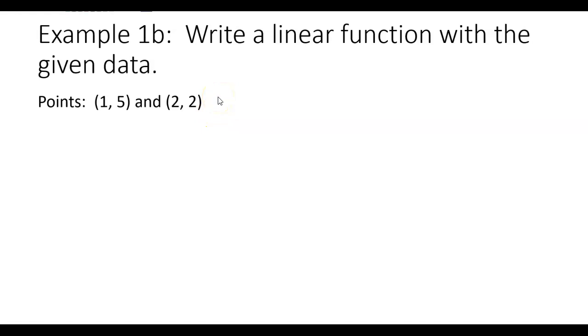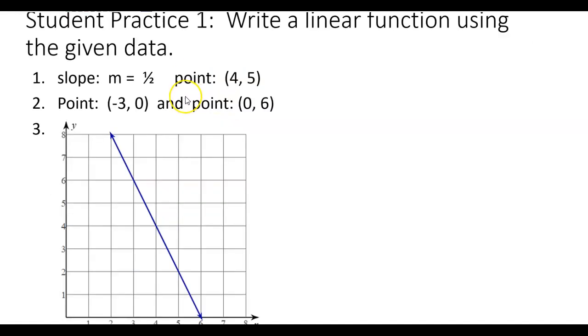Now, for part b, before I do part b, I'm going to have you guys do one. So, student practice. Go ahead and pause the video here and find the equation of a line that has a slope of m equals 1/2 and a point of (4, 5). Pause the video here, and you'll see the solution when you unpause.